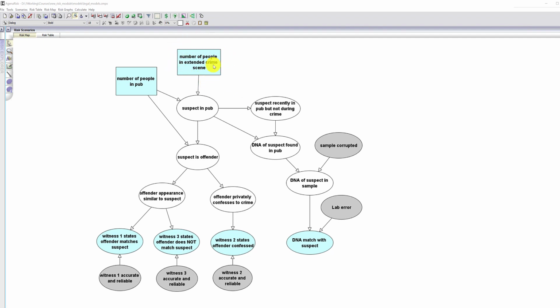He was in the town where an estimated 1,000 people were, and there were 100 people in the pub. And so we get our prior probability that the suspect was in the pub in the absence of any other evidence of 1 in 10.